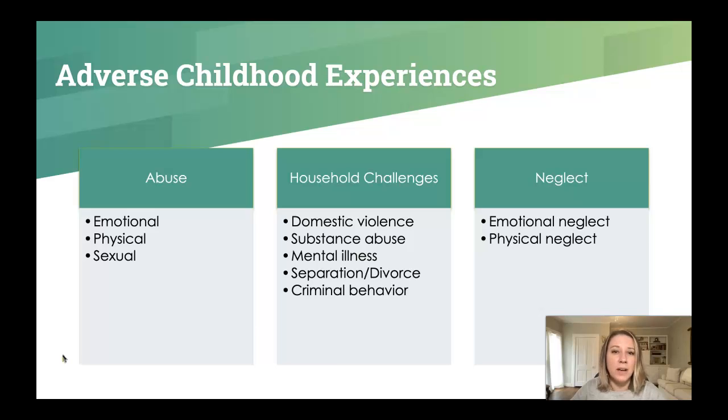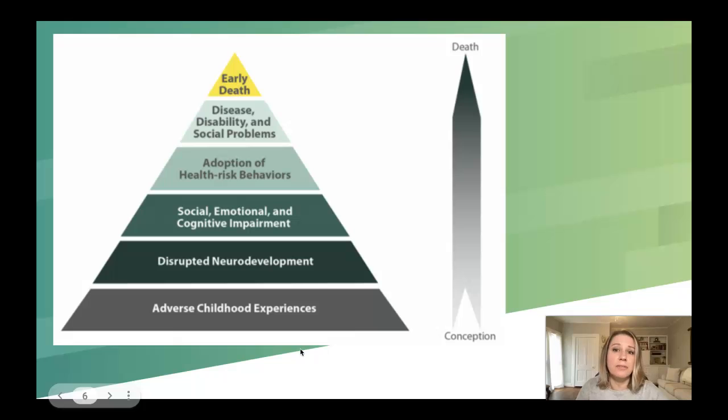Researchers found 10 factors that predicted the development of a slew of physical and mental illnesses: emotional, physical, and sexual abuse, domestic violence, substance abuse, mental illness, separation or divorce, criminal behavior, and emotional and physical neglect. So the ACE study found that this is the mechanism by which adverse childhood experiences influence health and well-being throughout the whole lifespan, from conception to death.